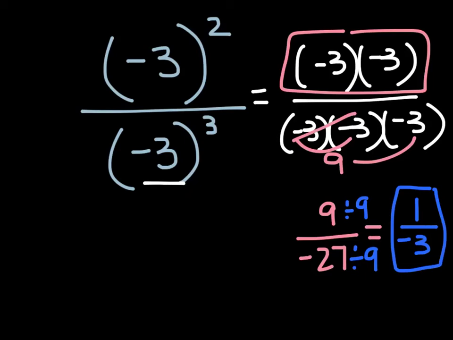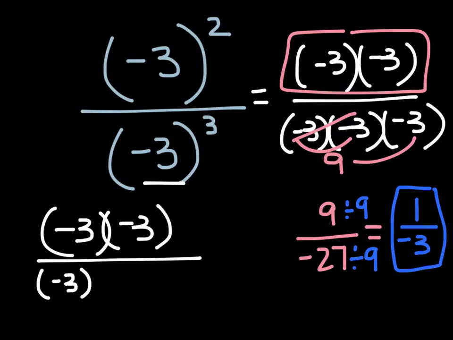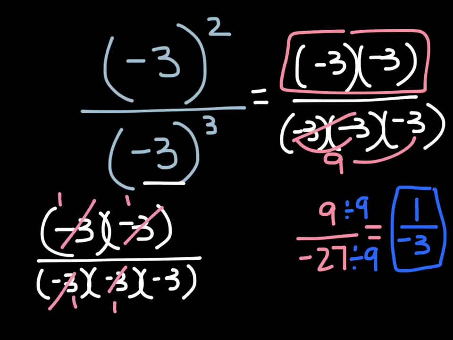Now, I could have done this another way. When I had it written out as negative 3 squared over negative 3 to the third, I can simplify here. Negative 3 divided by negative 3, that's a 1. Negative 3 divided by negative 3, that's a 1. So really I have 1 over negative 3 left. So I got the same answer either way I did it.